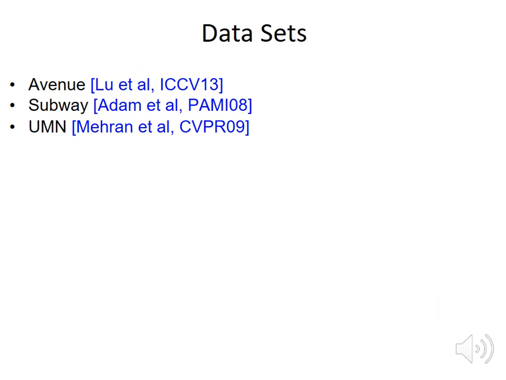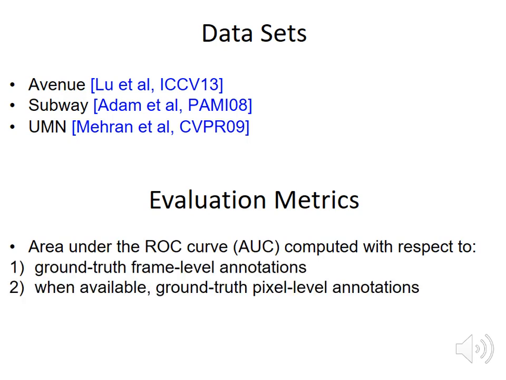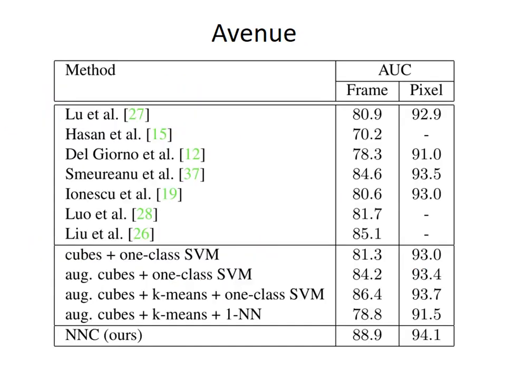We compare our approach with several state-of-the-art methods on three datasets: Avenue, Subway, and UMN. As evaluation metrics, we employ the area under the ROC curve computed with respect to ground truth frame level annotations and, when available, ground truth pixel level annotations. On the Avenue dataset, we also show some ablation results. We can see that both k-means and one-class SVM play important roles in obtaining improved performance. Overall, our method attains the best performance.